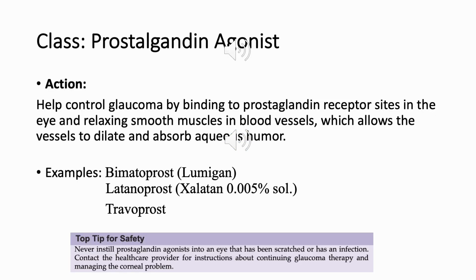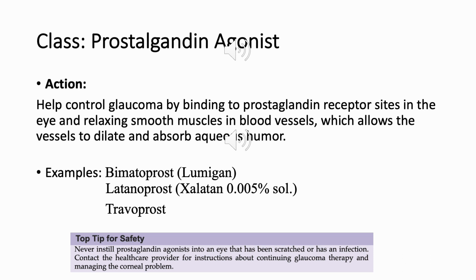Prostaglandin agonists bind to prostaglandin receptor sites in the eye, increasing the outflow of aqueous humor. They help to control glaucoma by relaxing smooth muscles in the blood vessels of the eye, which allows these vessels to dilate and absorb aqueous humor.